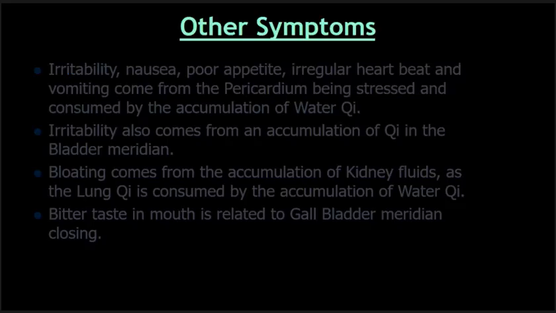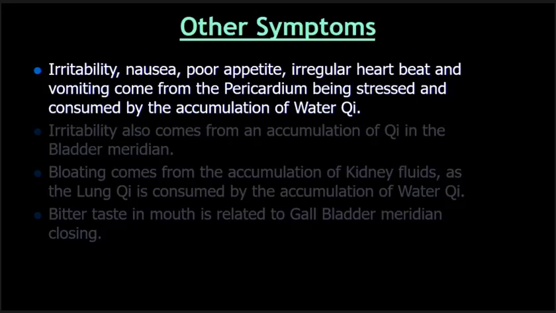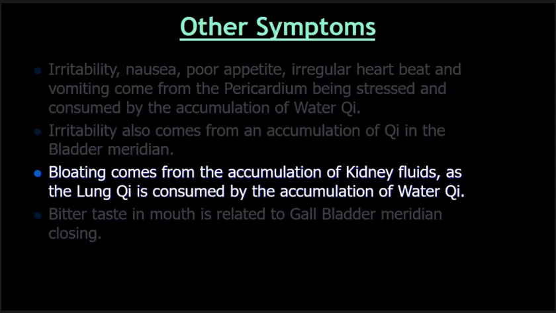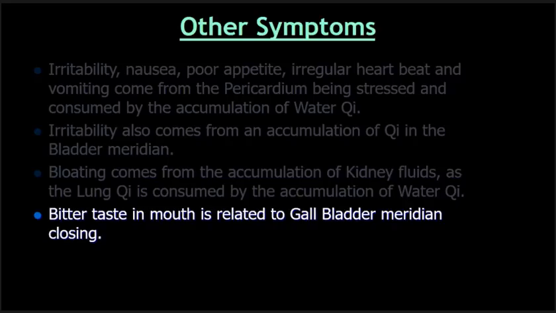Other symptoms. Irritability, nausea, poor appetite, irregular heartbeat, and vomiting come from the pericardium being stressed and consumed by the accumulation of water qi. Irritability also comes from an accumulation of qi in the bladder meridian. Bloating comes from the accumulation of kidney fluids as the lung qi is consumed by the accumulation of water qi. Bitter taste in mouth is related to gallbladder meridian closing.